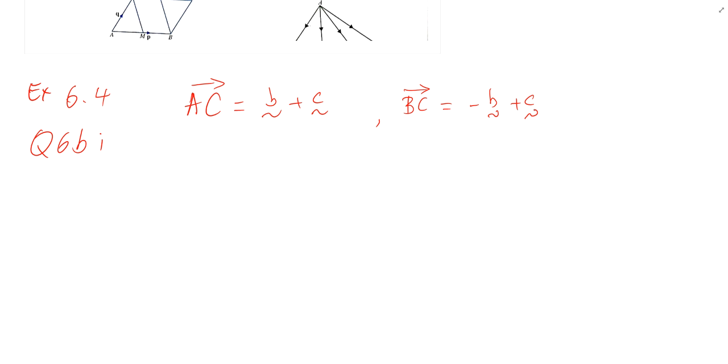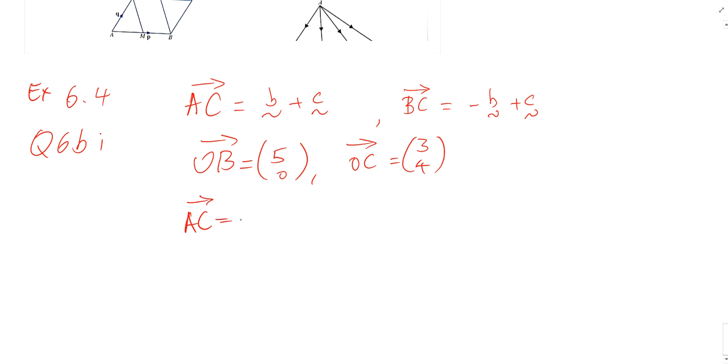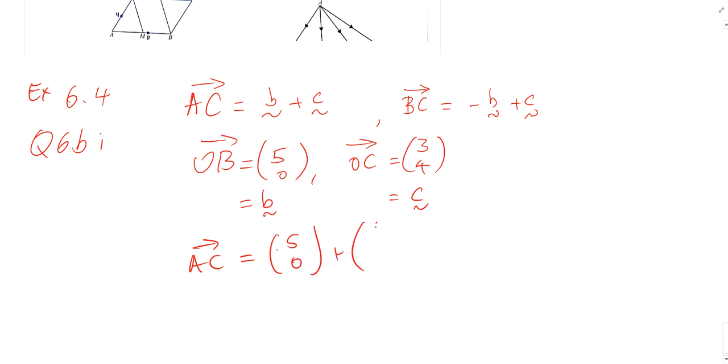If O is the origin, they give us that OB is 5, 0, OC is 3, 4. Express AC and BC as column vectors. Okay, so AC as a column vector, right. Now OB is actually the same as vector B. Then OC is the same as vector C. From the diagram, that was all given to us. So I know that if I want AC in column vector, it must be B, replace it with 5, 0 plus C, which is 3, 4. So this gives me 8, 4.